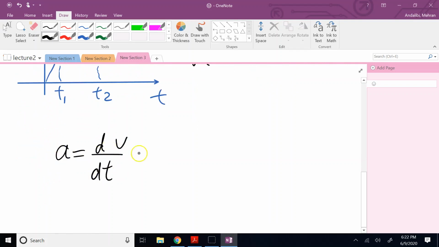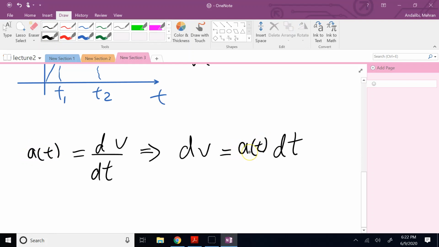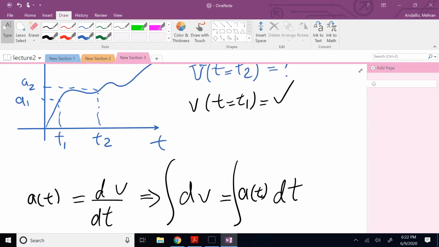dV over dt. I do a cross multiplication. I would get dV is A times dt, or if you want to be more accurate, I would write it as A of t, because that's a function of time in general, not always A is constant. Now what I do, I integrate both sides of this. And then I apply lower and upper conditions, right?